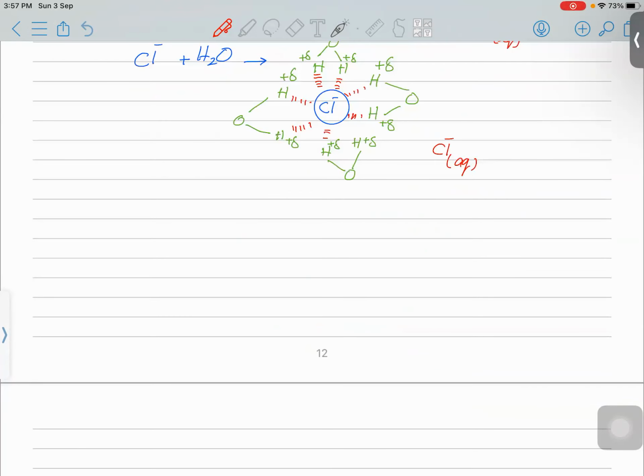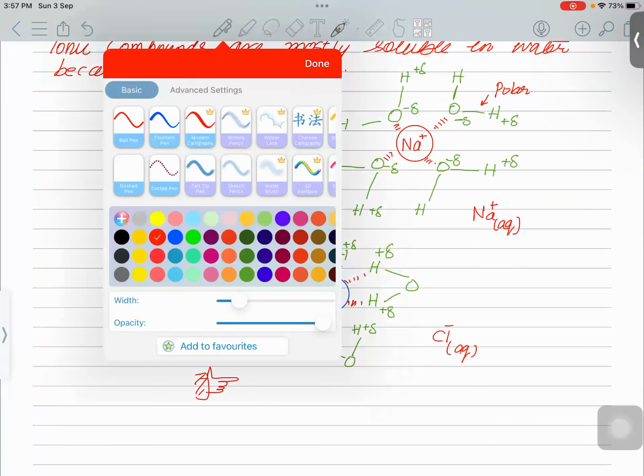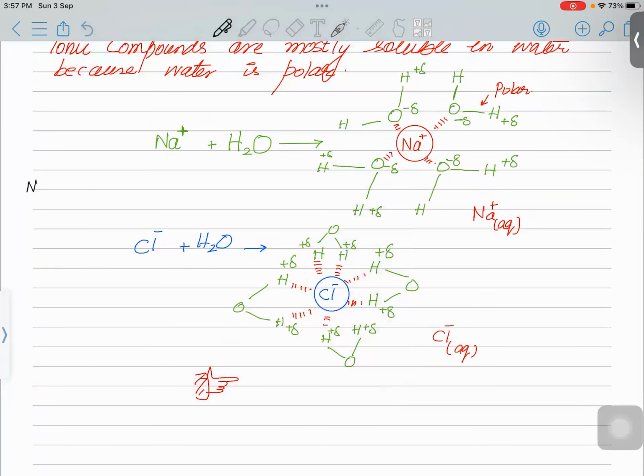So another property of ionic compounds is, so the net equation would be: when NaCl solid is added in water, Na positive aqueous is formed, Cl negative aqueous is formed.